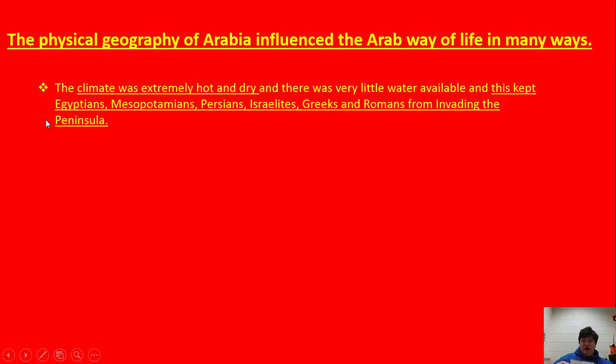So, on one of your flaps, you are going to write down the underlined parts of this statement. That's one thing that influenced the Arabs' life. That their land was hot and dry, there wasn't much water, and so this kept other people away. Okay, this kept other cultures and other communities and other countries out of their land. They didn't want to go there. It was kind of a miserable place, being hot and dry and not much water. So that's on one flap.